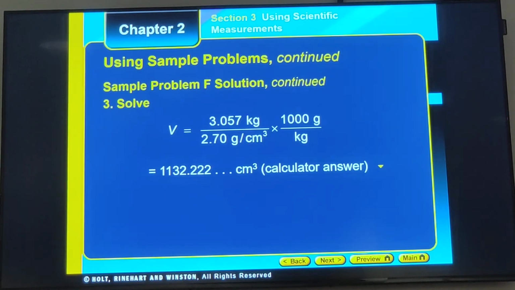Now what's the next step? Write it in proper scientific notation. Should have how many digits? How many significant digits does my answer have? 3.057 has how many significant digits? 4. Okay. 2.70 has how many? 3. So my answer should have 3. So round that bottom number off to 3, and what would I write?